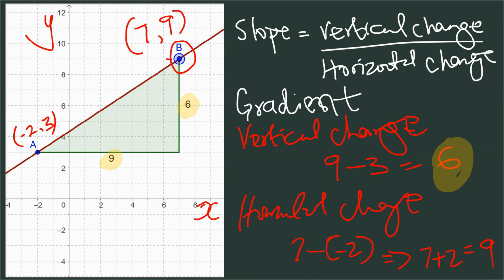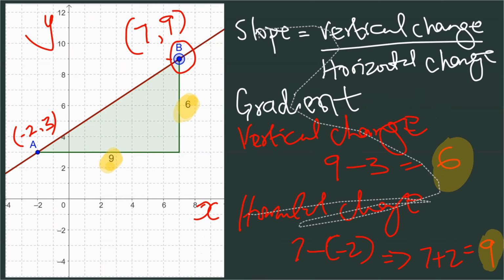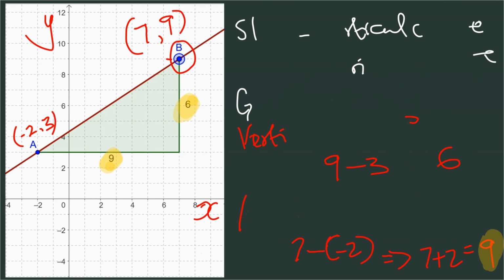Now you can see where we got these vertical and horizontal changes. You can see this 6 here is the vertical change. And this 9 here is the horizontal change. So what have we discovered? What have we learned?